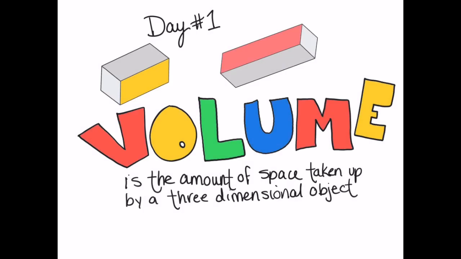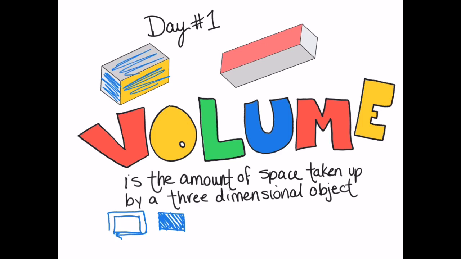Hi, today we are going to be learning about volume. Volume is the amount of space taken up by a three-dimensional object. So far this year we have done perimeter, which is the distance around an object. We've done area, which is the surface of an object. And now we are looking into how much room it takes all throughout a three-dimensional object.